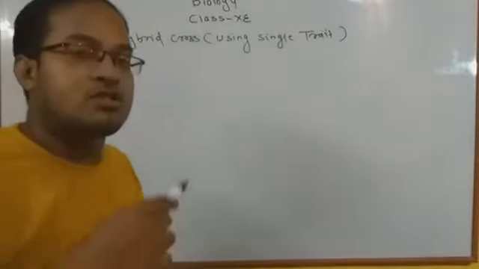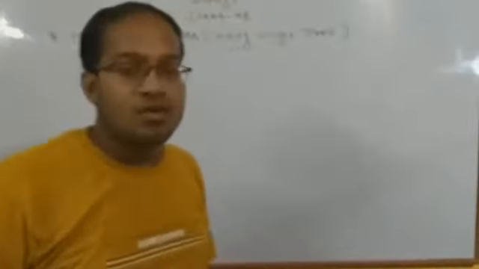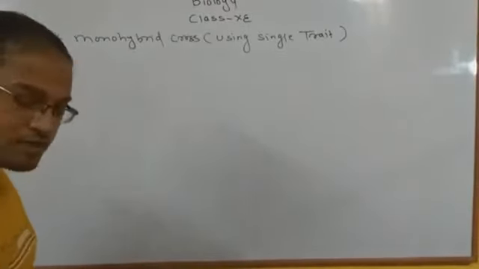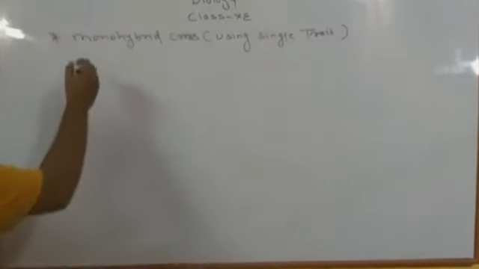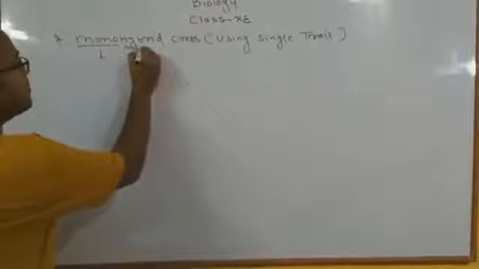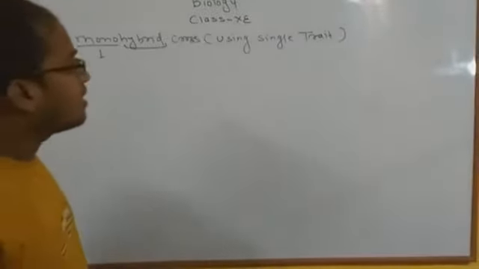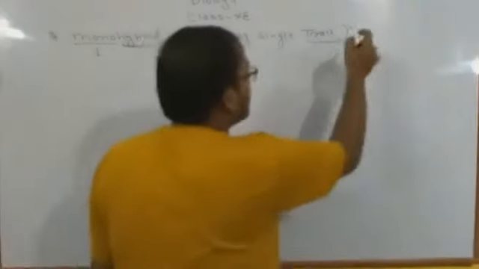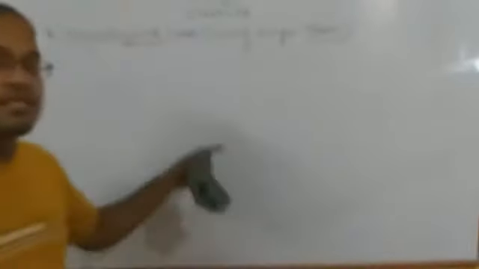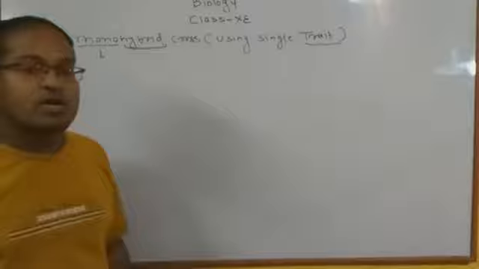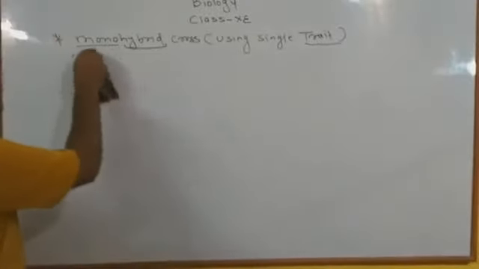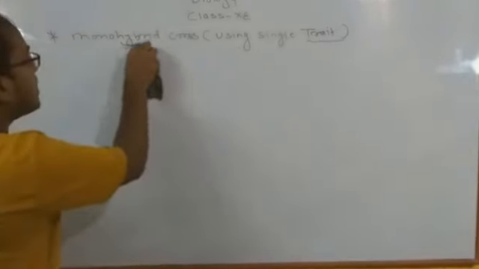Okay, from last video I have told you what is the meaning of monohybrid. First I want to tell you that mono means single and hybrid means special type of character, together called monohybrid. And here, using single trait, he has done the experiments of monohybrid cross. So one by one we have to discuss how the monohybrid cross plays an important role.